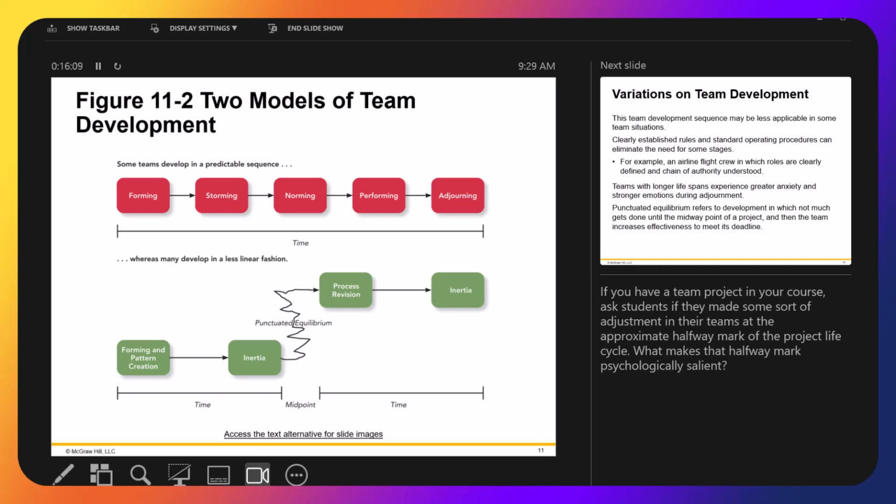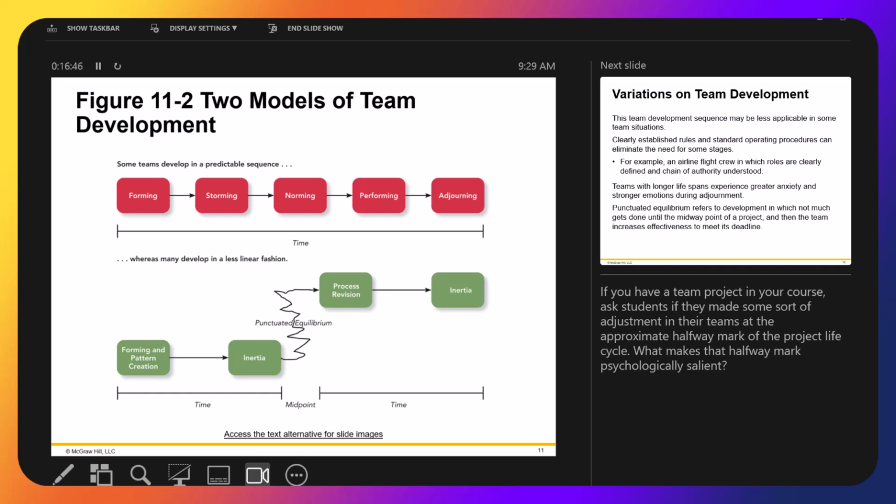You see at the bottom, in the green, performing and pattern creation, inertia. You see punctuated equilibrium, progress, revision, inertia. This is most likely what most people will go through. It's not exactly this pattern, but something closer to the bottom than the top. Because reality is, nobody can go into a situation where there are never any problems, never any hiccups, and never any setbacks. If that were the case, you would have exactly what's on the top right there. You see, everything works perfectly.